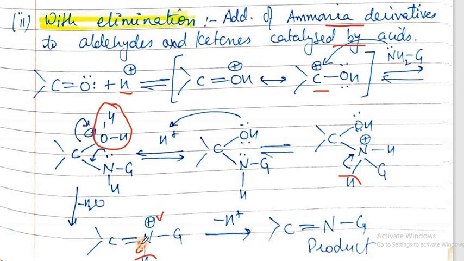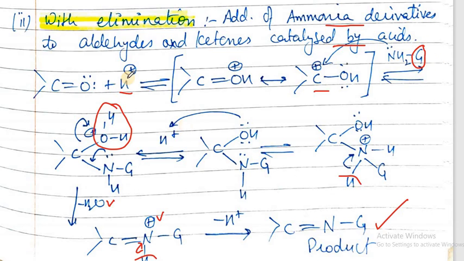So this addition product is formed with the elimination of a small molecule of water, as here we have seen water is removed. The addition of any ammonia derivative can be explained with this mechanism, in which we can replace the G group by OH group, by NH2, by NHCONH2, by 2,4-DNP. So the mechanism is the same in all the ammonia derivatives, just this group will be changed.